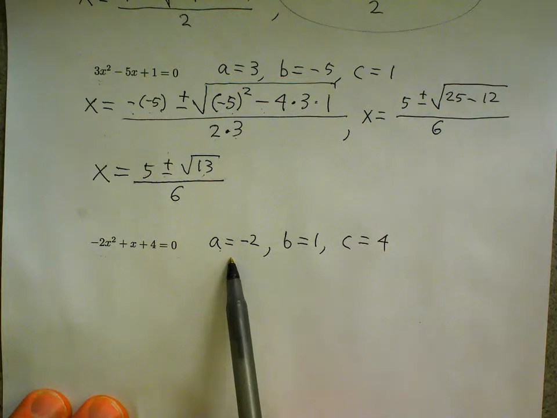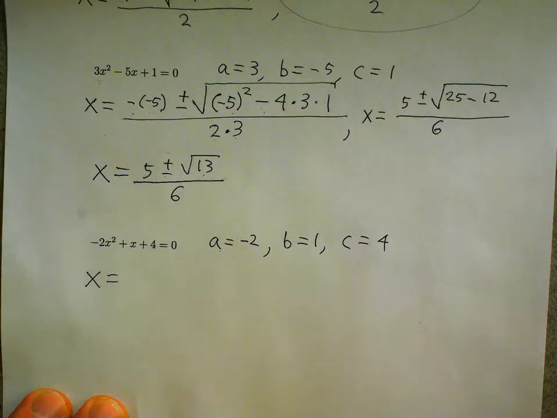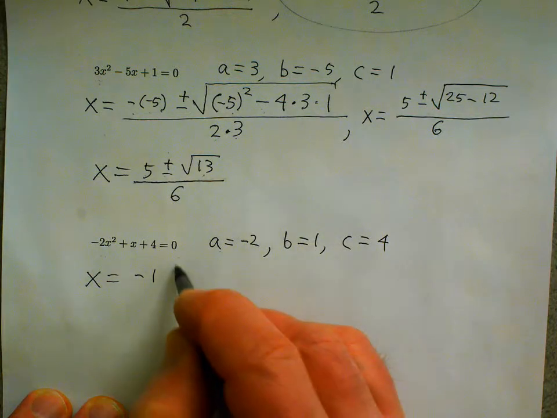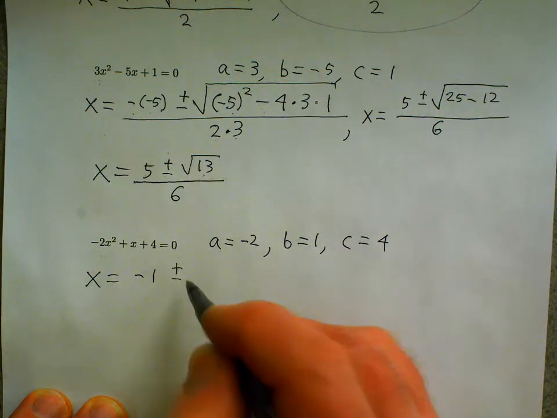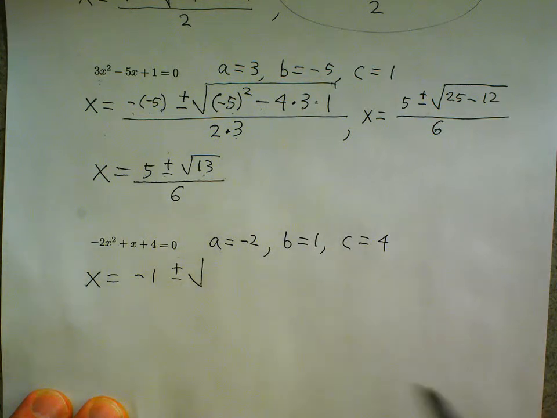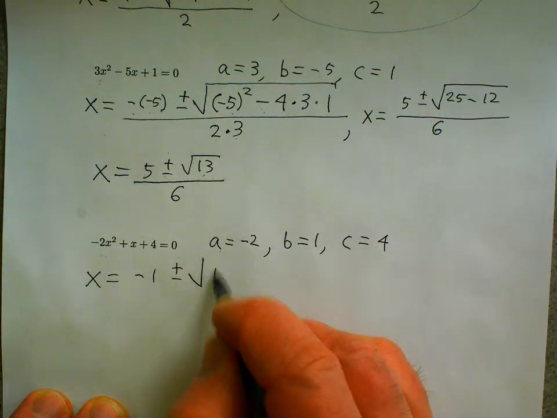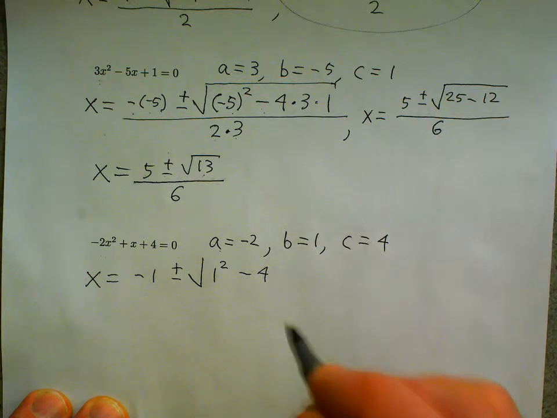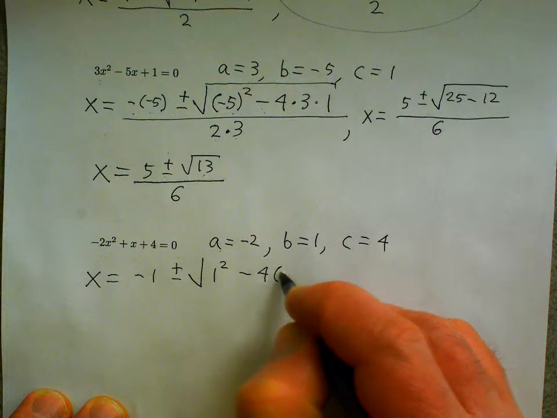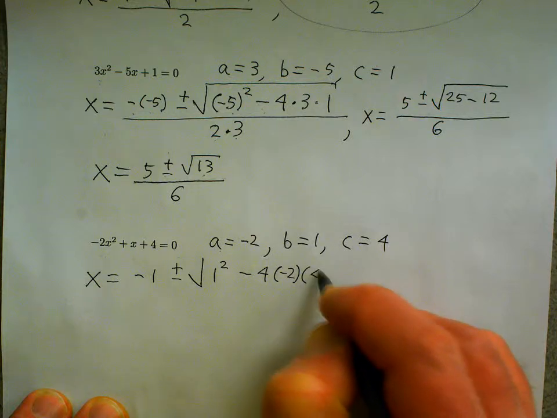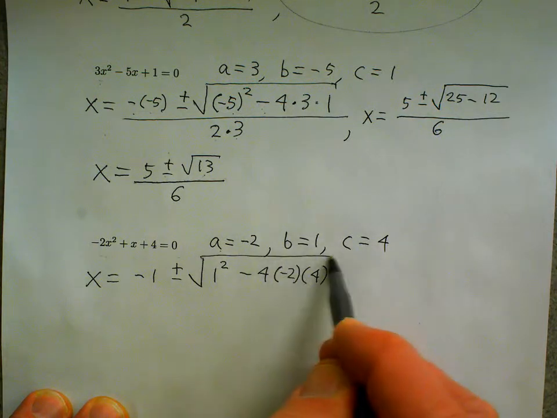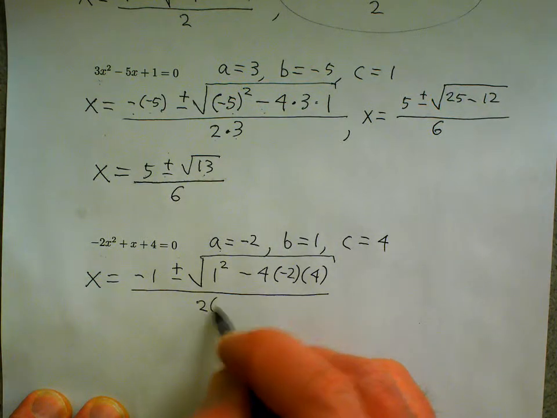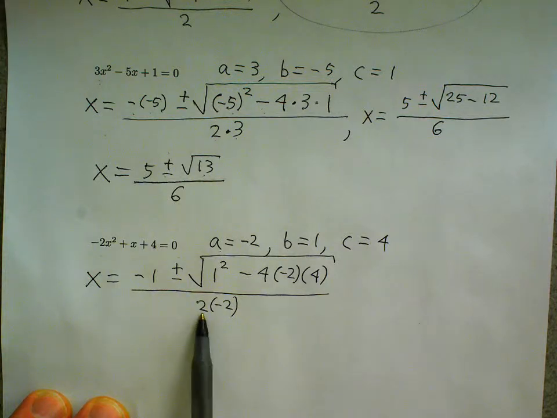Okay, so x equals negative b. B is 1, so negative 1 plus and minus the square root of 1 squared minus 4 times a times c. So minus 4 times negative 2 times 4. All divided by 2 times negative 2. That's the 2a in the denominator.